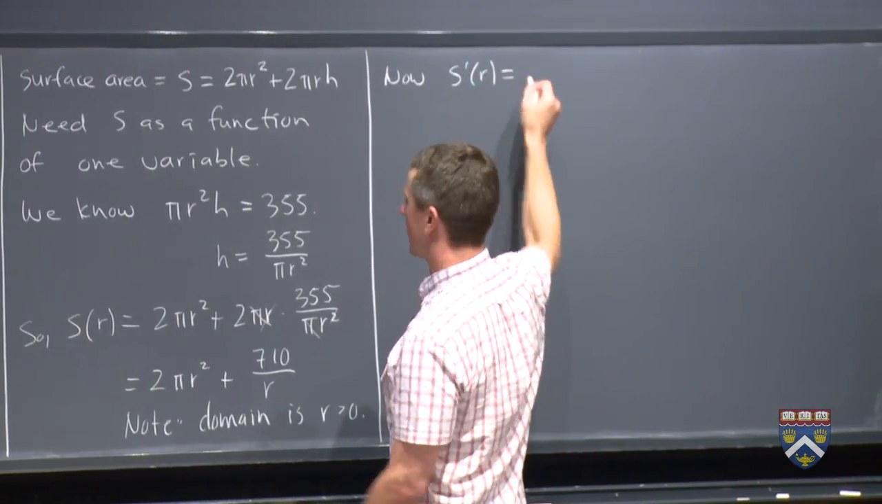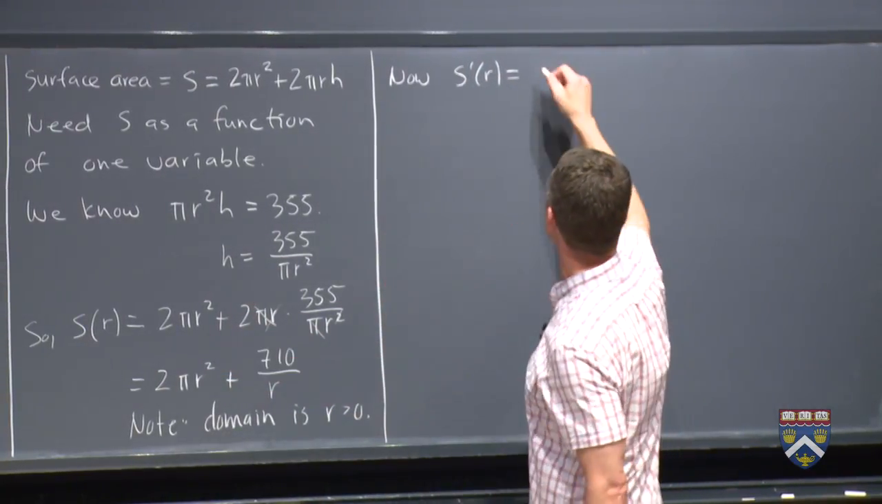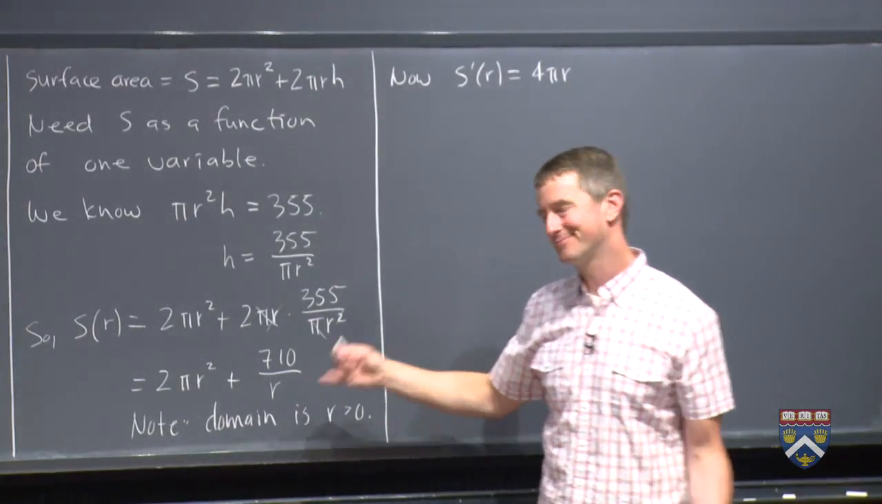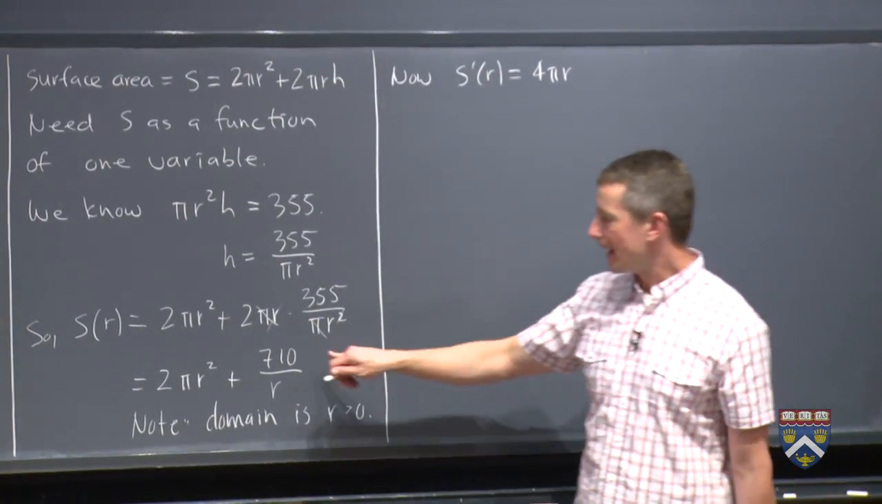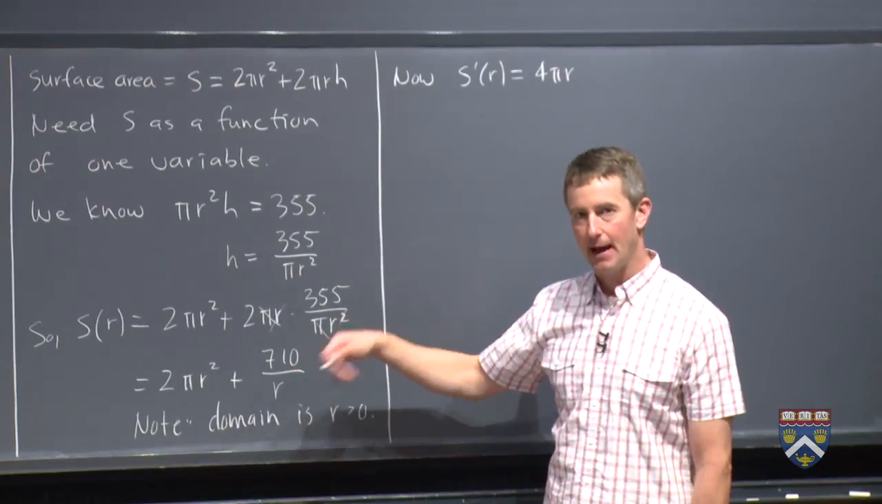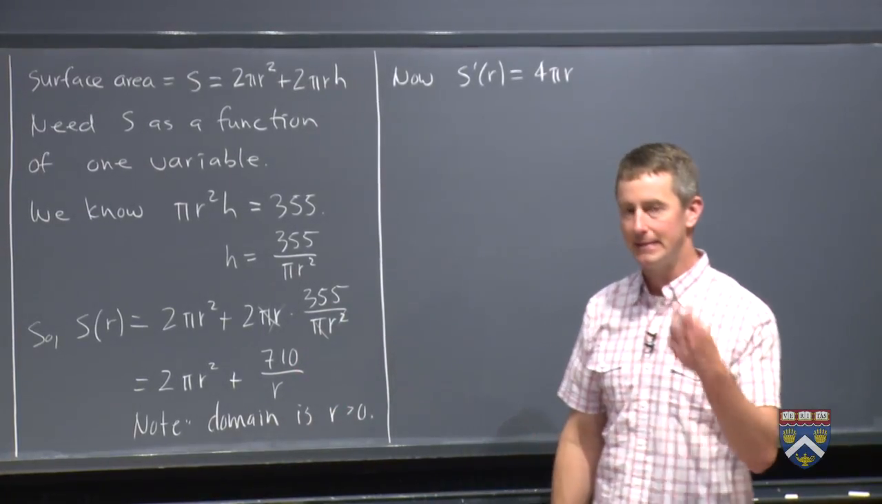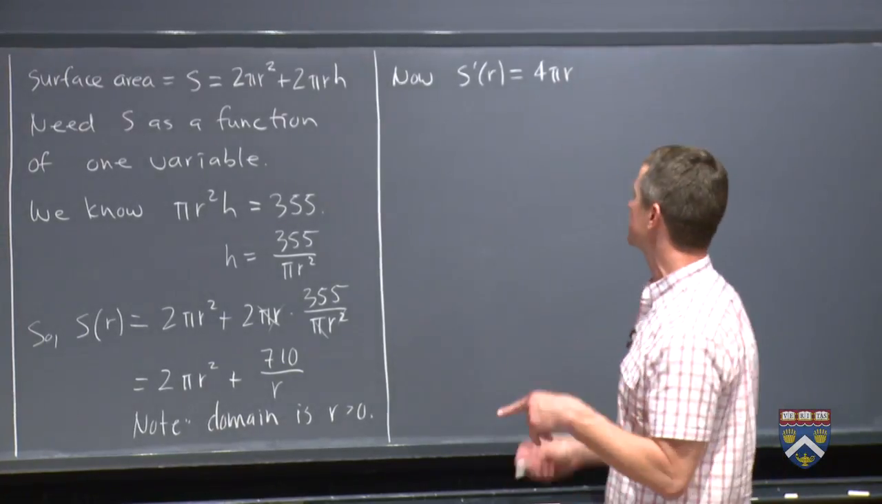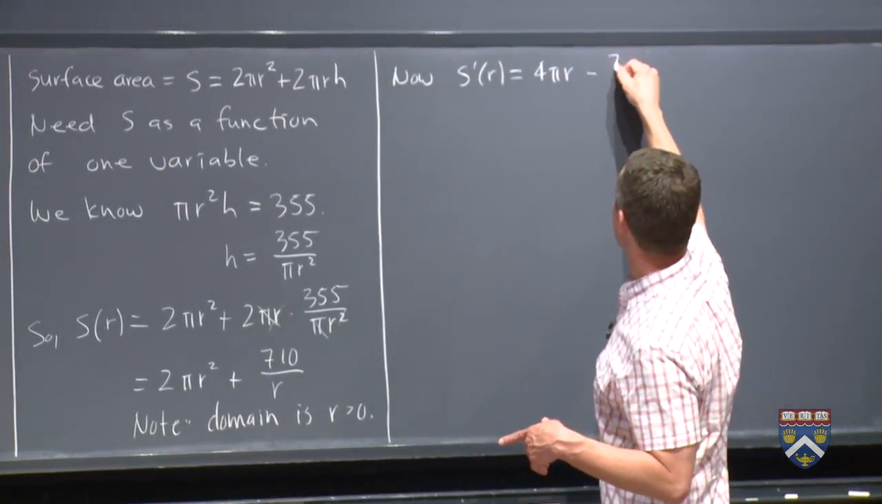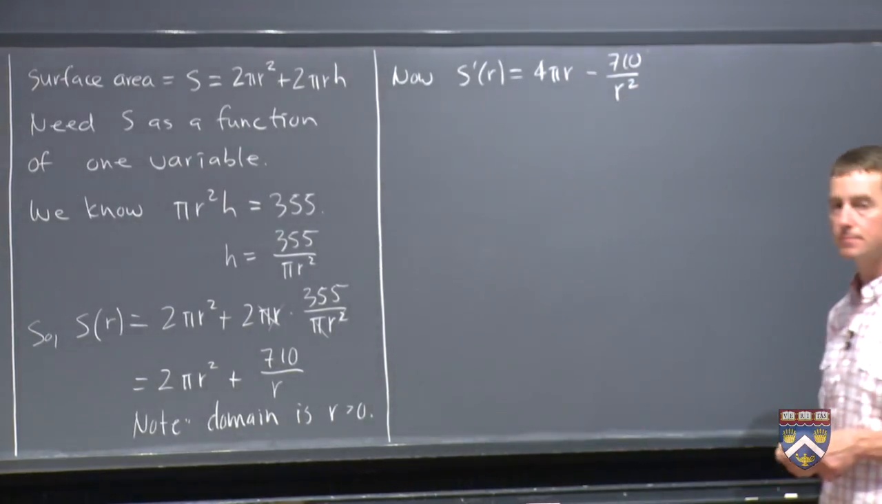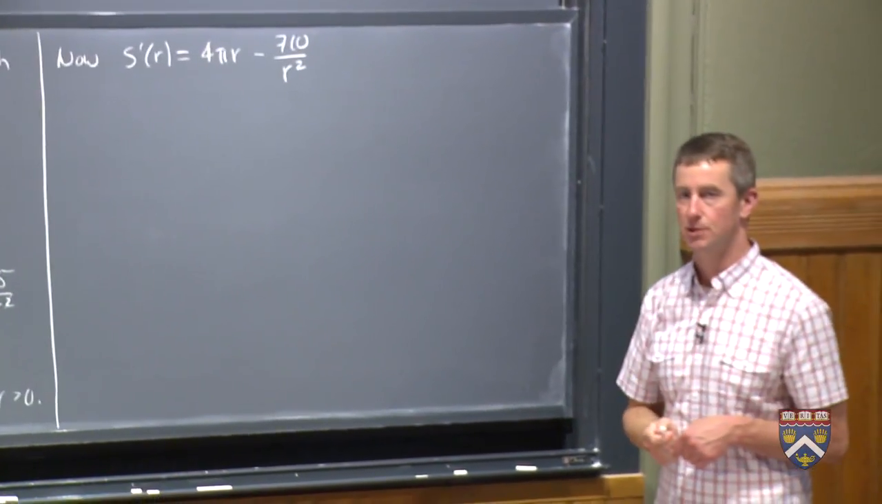S prime of r, derivative of 2 pi r squared is 4 pi r. Do we need the quotient rule for this? We could, but we don't need it. It'll be a lot easier if we write this as what? 710 r to the negative 1. So what's the derivative of 710 r to the negative 1? Negative 710 r to the negative 2, which is the same as saying negative 710 over r squared. That's the same thing that you'll get if you use the quotient rule.